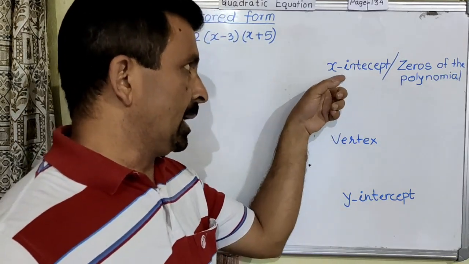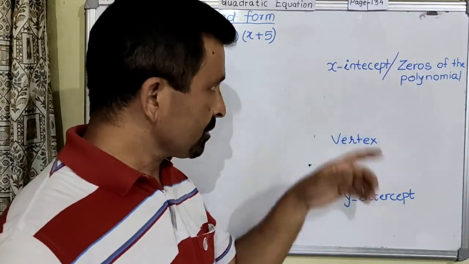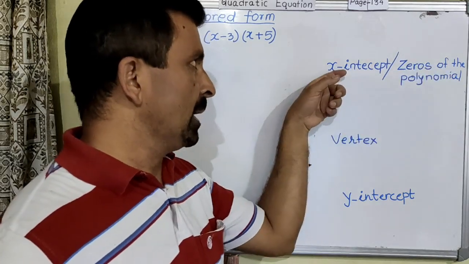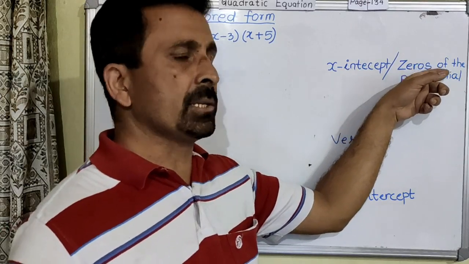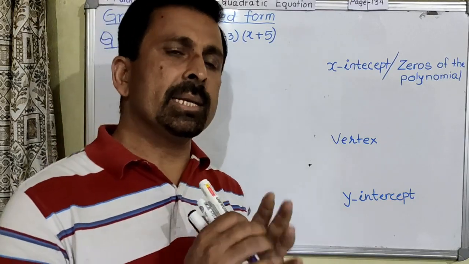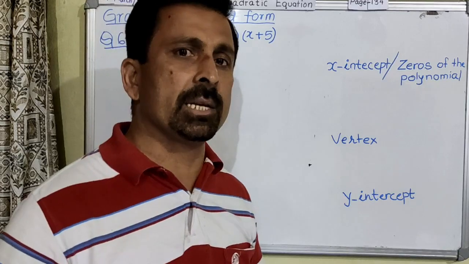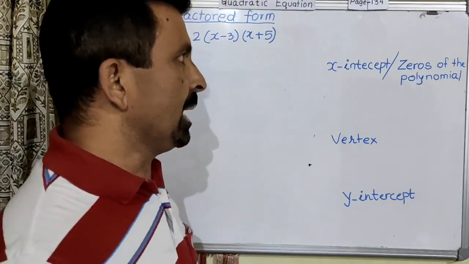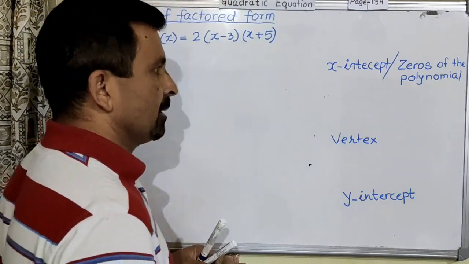Now here with X intercept I have also written zeros of the polynomial. So we can use this statement also in place of X intercept. We can also call it find the zeros of the polynomial. The meaning is the same. Sometimes the question will be to find the X intercept, sometimes the question will be to find the zeros of the polynomial. Is this very clear?